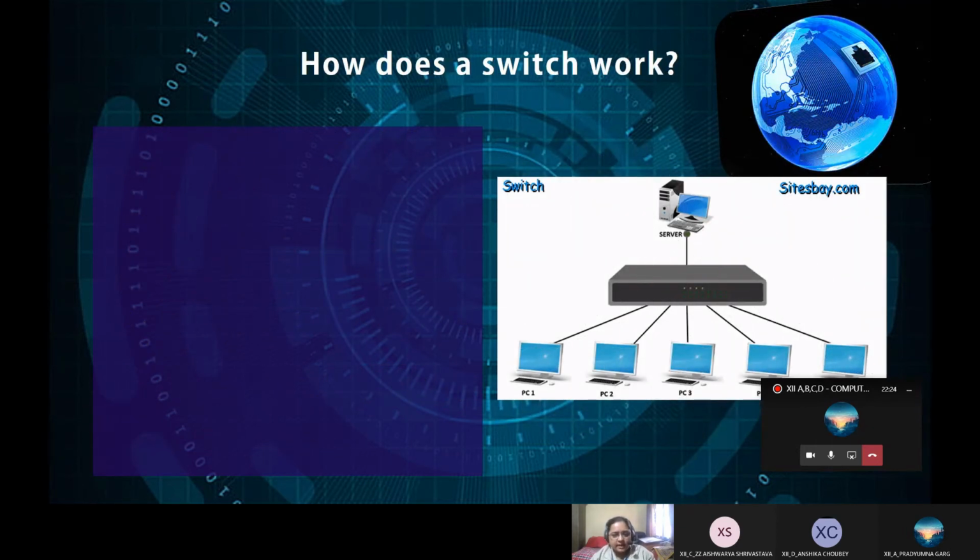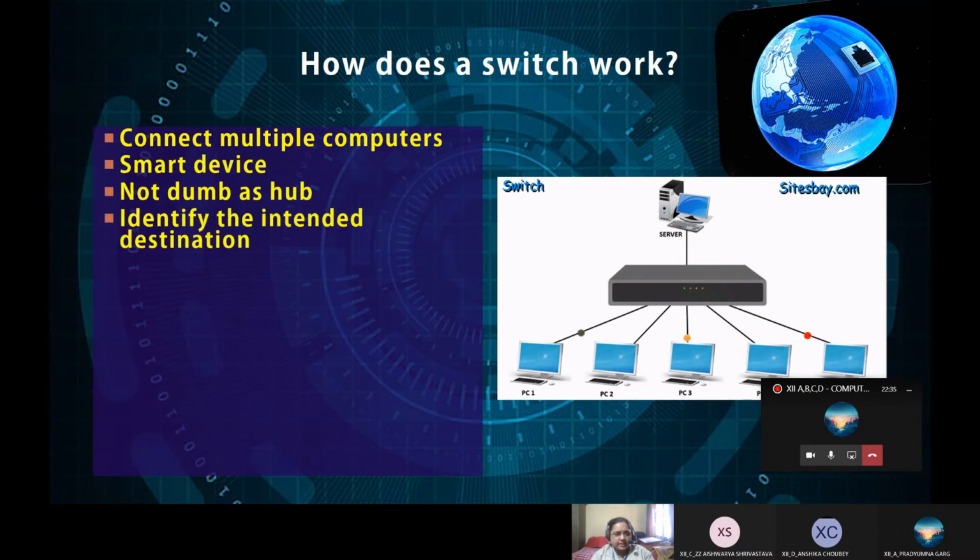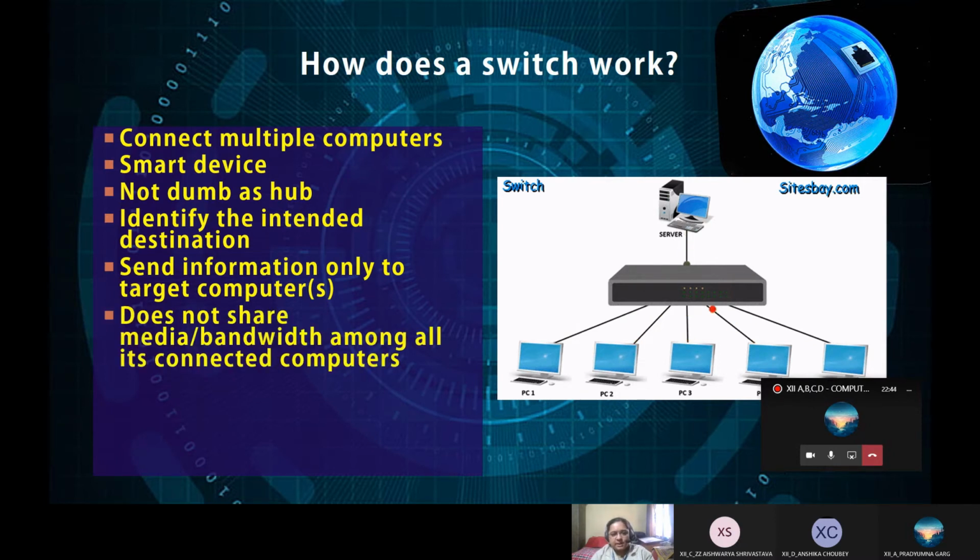Now we have to understand how a switch is an intelligent device. So let's see. It connects multiple computers. It's a smart device, not dumb like a hub, and identifies the intended destination. Then it sends information only to the target computer, and does not share media or bandwidth among all its connected computers. This is also very important.